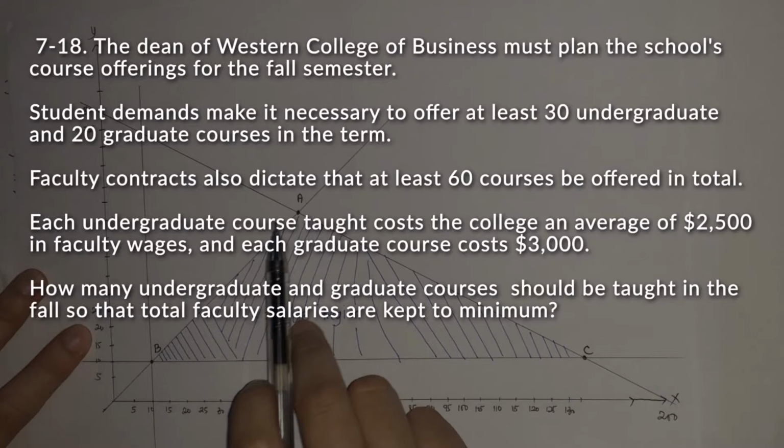The Dean of the Western College of Business must plan the school's course offerings for the fall semester. Student demands make it necessary to offer at least 30 undergraduate and 20 graduate courses in the term. Faculty contracts also dictate that at least 60 courses be offered in total. Each undergraduate course taught costs the college an average of $2,500 in faculty wages, and each graduate course costs $3,000. How many undergraduate and graduate courses should be taught in the fall so that the total faculty salaries are kept to a minimum?